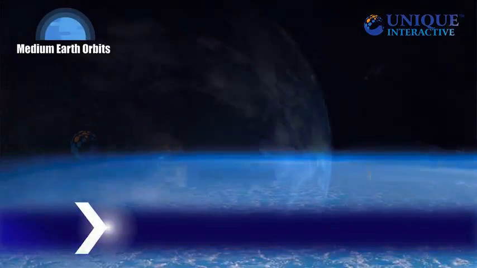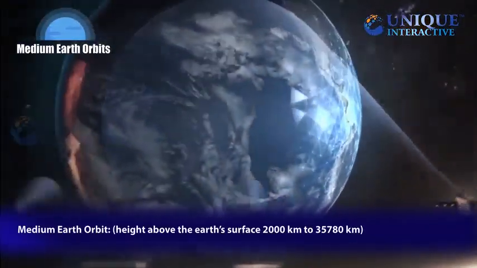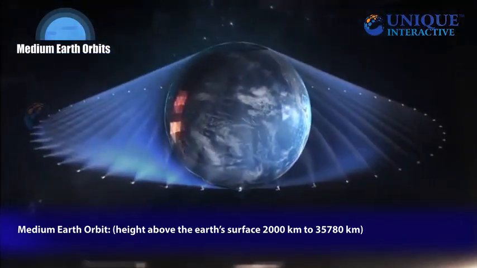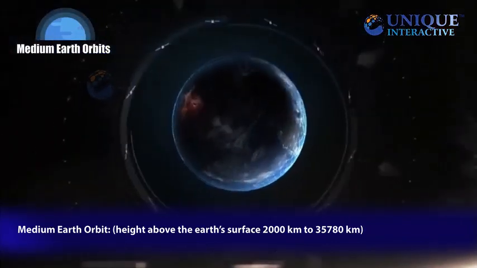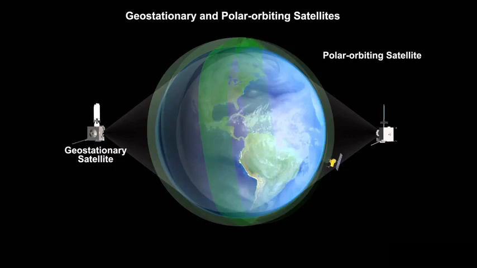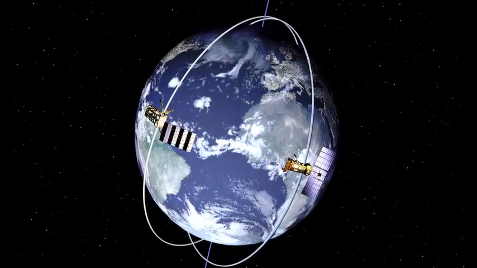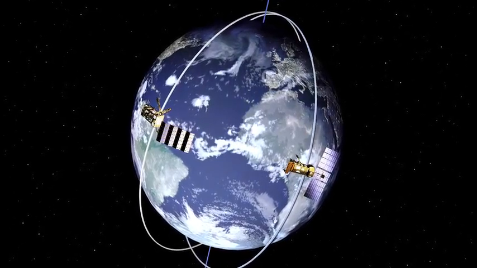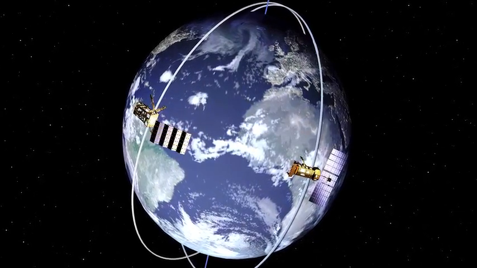Medium Earth orbit. If the height of the satellite orbit above the Earth's surface is in between 2,000 km and 35,780 km, the orbits are called medium Earth orbits. The geostationary satellites orbit above the equator. These are therefore not useful in the study of polar regions. For this purpose, elliptical medium Earth orbits passing over the polar region are used. These orbits are called polar orbits.